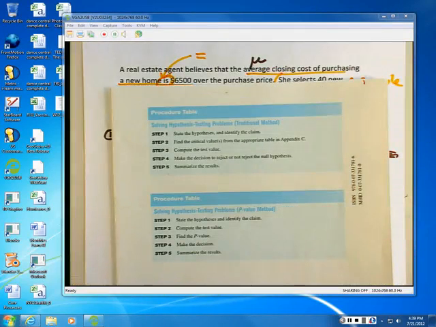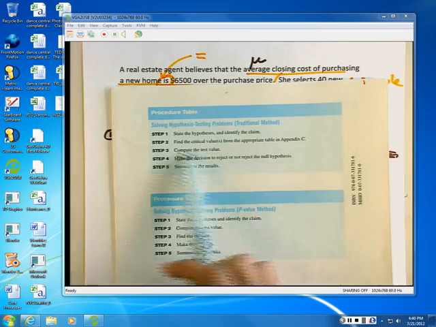Sometimes I change the order. But you'll see me deviate because what I really do is I let the calculator do the computations for me, and then I summarize everything together on my paper. So we state the hypothesis, we did that, identified the claim.